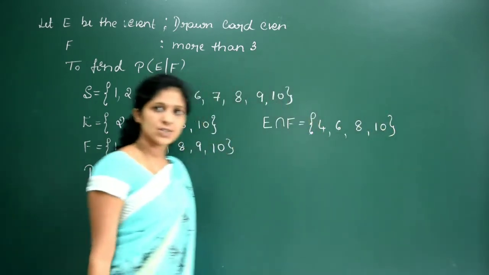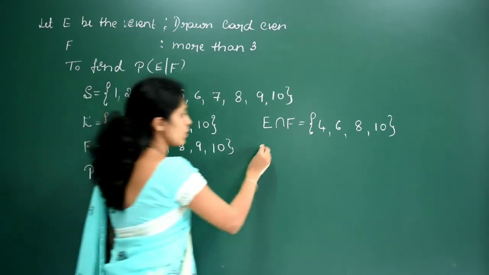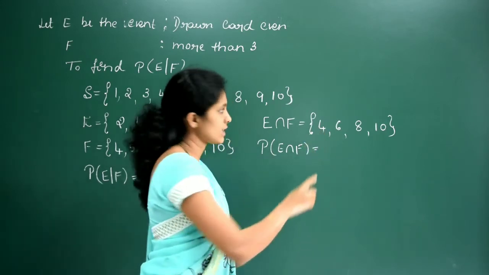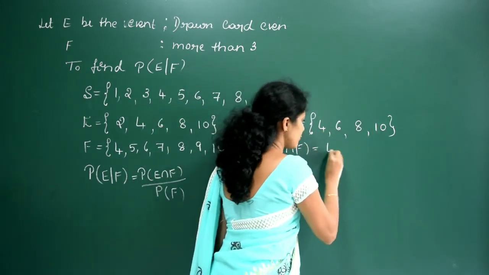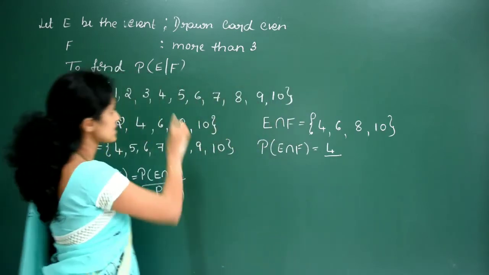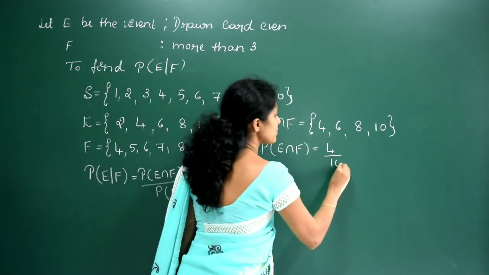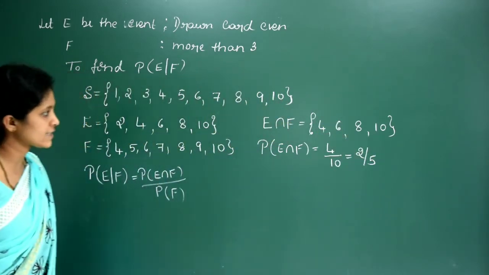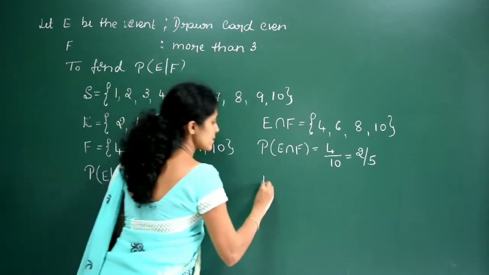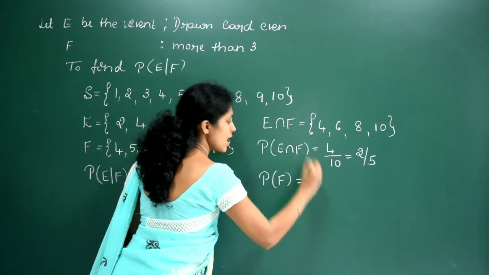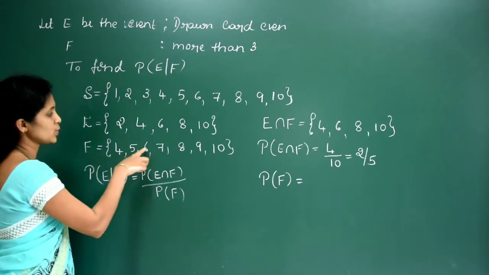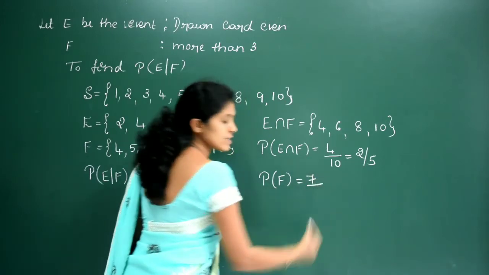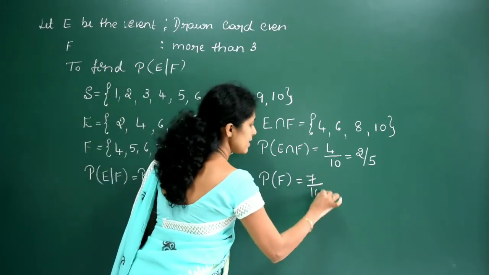Now we got E intersection F, but we have to find the probability. So what will be the probability of E intersection F? How many elements are there here? 1, 2, 3, 4. So this is 4. Total number of elements in the sample space is 10. So it will be equal to 4 by 10, or I can write this as 2 by 5. That is P of E intersection F. Next we need P of F. How many possibilities? 1, 2, 3, 4, 5, 6, 7 possibilities are there, and total number of elements in the sample space is 10. So 7 by 10.